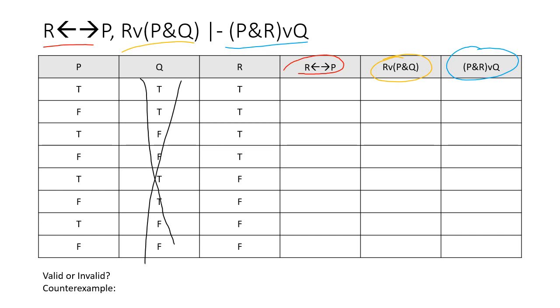Here, the R double arrow P. Remember that a biconditional double arrow is true wherever they both match. So they both match here, they both match here, they both match here, and they both match here. So it's going to be true. These rows, false in all the other ones.